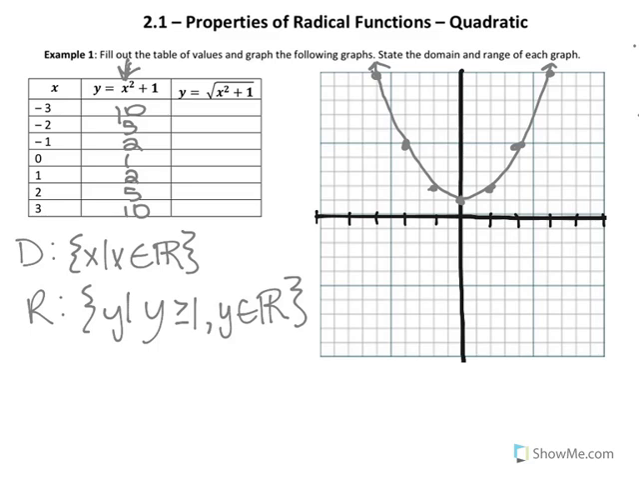Alright, let's square root this. If I square root my answer from the previous one, I square root 10 to get 3.162. Square root of 5 is 2.236. Square root of 2 is 1.414. Square root of 1 is 1. This is an invariant point. And then we start repeating ourselves. Remember that whenever y is 1, it is going to be an invariant point.